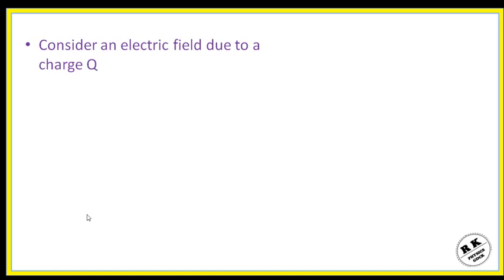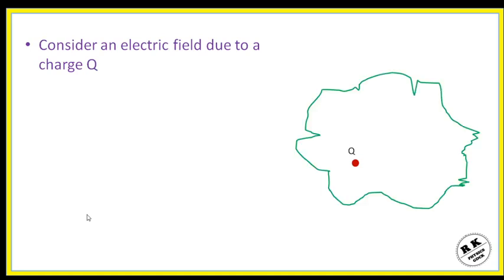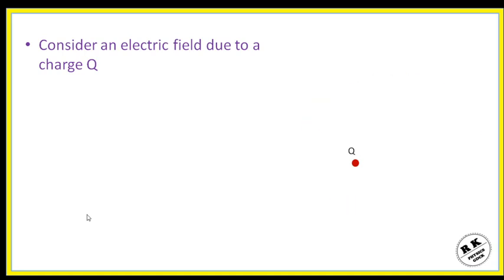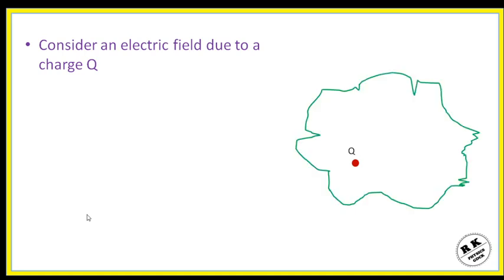Let us consider an electric field set up by charge Q. Let us suppose that this is the charge Q and this is the electric field set up by it around it. In reality, the field will not be as shown in the figure. It will be spherical. Just to have a feel of field, we have shown it abstractly, but it will never be in that shape. It will be spherical in general.